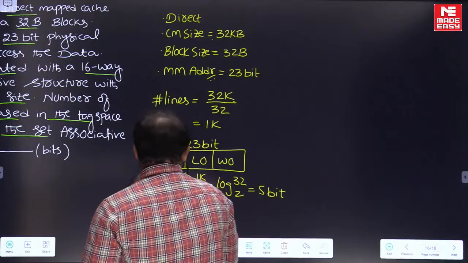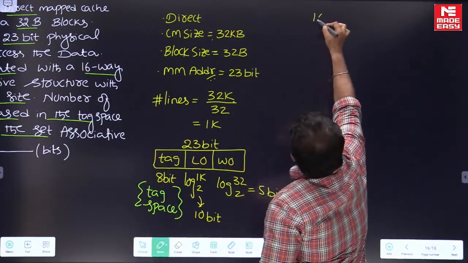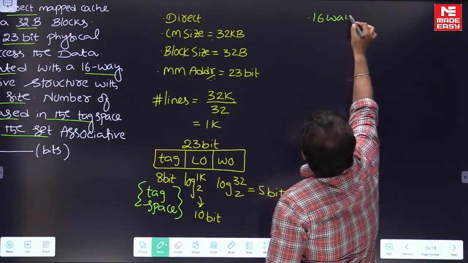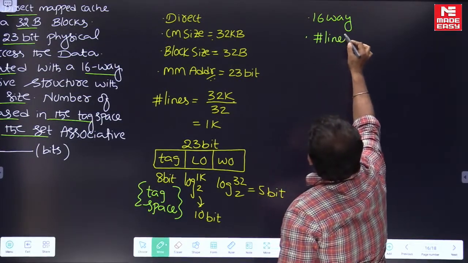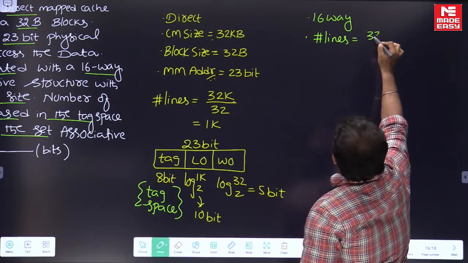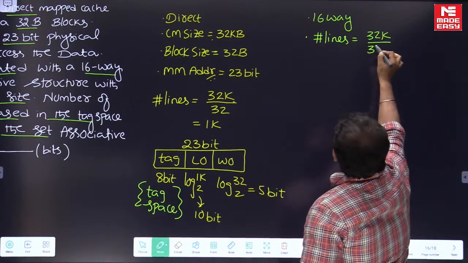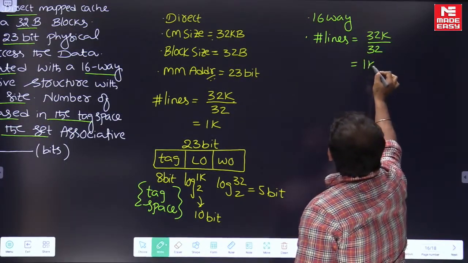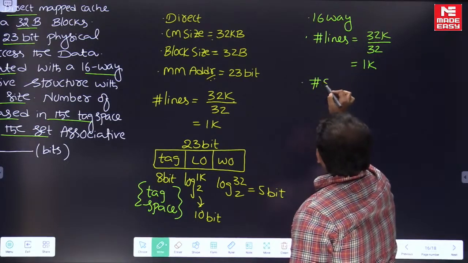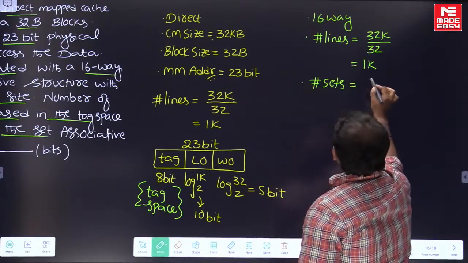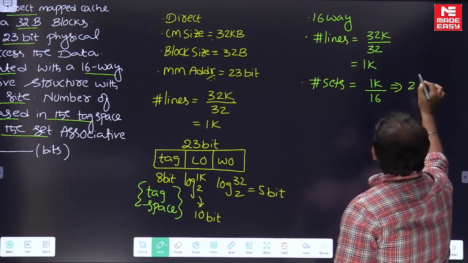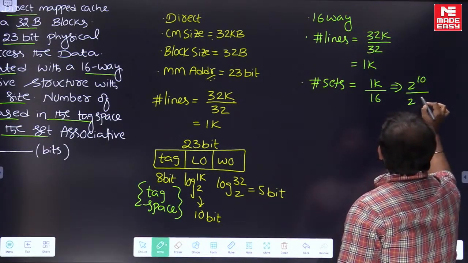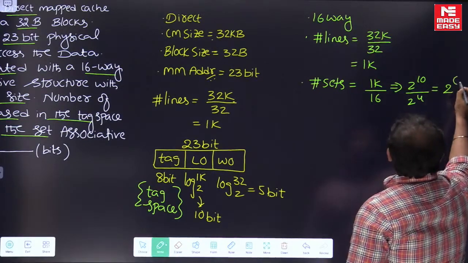Come to the set associative cache. This is 16-way set associative. We already know the number of lines is 32K by 32, that is 1K. Next, number of sets equals N by P way: 1K by 16, that is 2 power 10 by 2 power 4, which is 2 power 6.